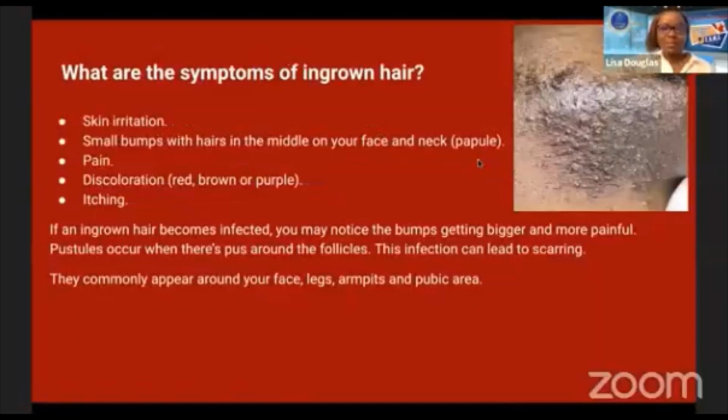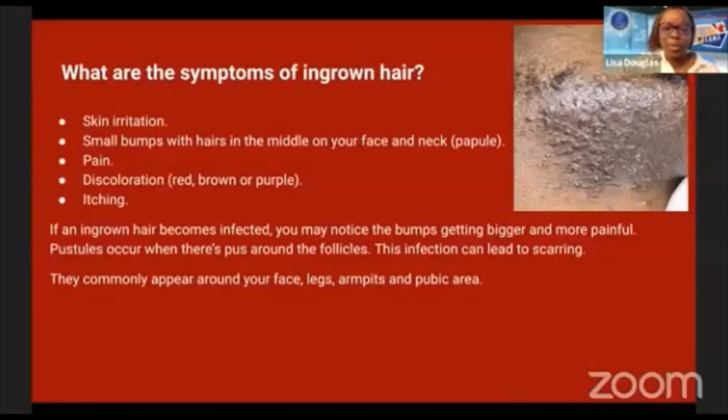So what are the symptoms of ingrown hair? Skin irritation, small bumps with hairs in the middle on your face and neck, pain, discoloration, which can be red, brown, or purple, and itching. If an ingrown hair becomes infected, you may notice the bumps getting bigger and more painful.